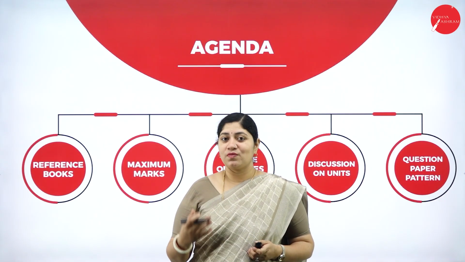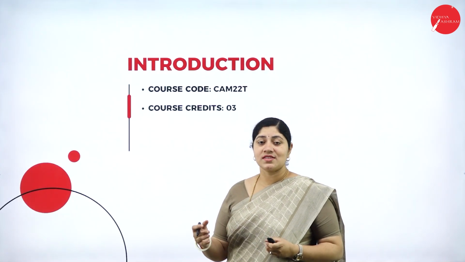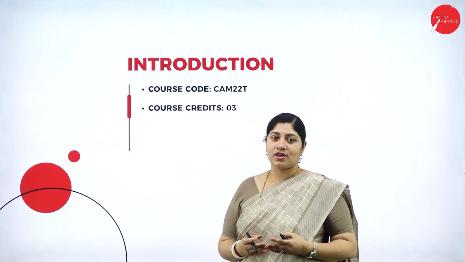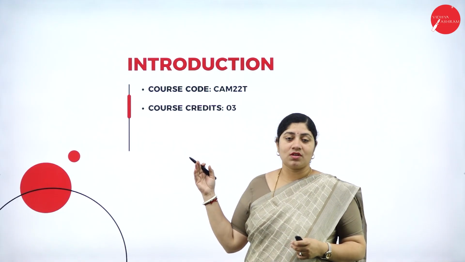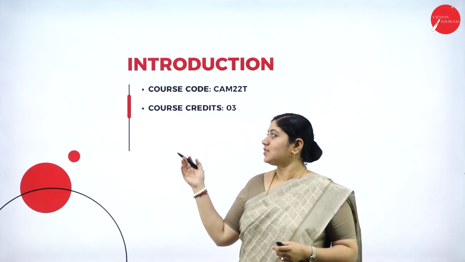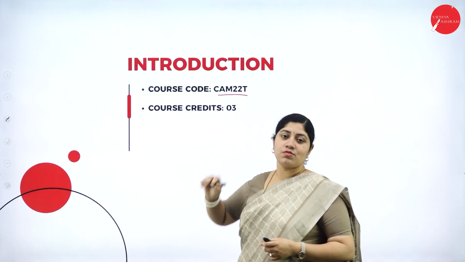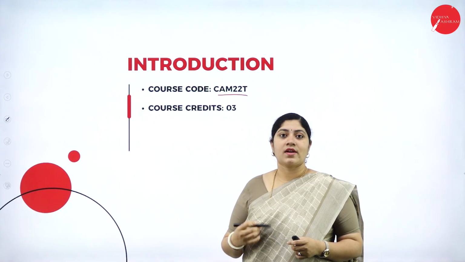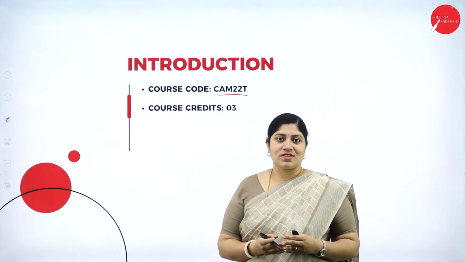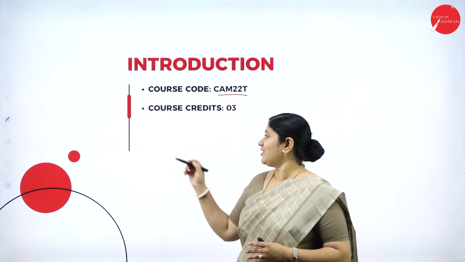All right, let's move forward and start with understanding what is the course code as well as the number of credits that's been allotted. The course code for the subject, that is object-oriented programming with Java, is none other than CAM22T, and the credit that you can score easily by completing the subject successfully is none other than 3.